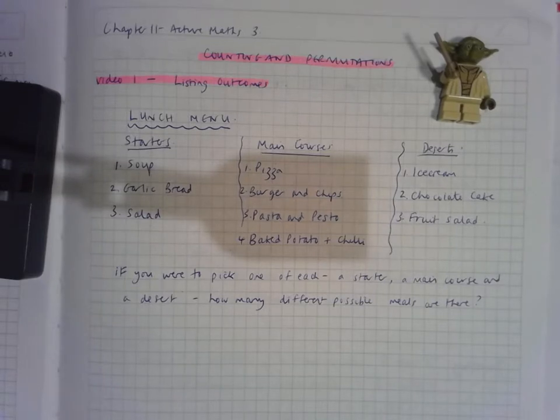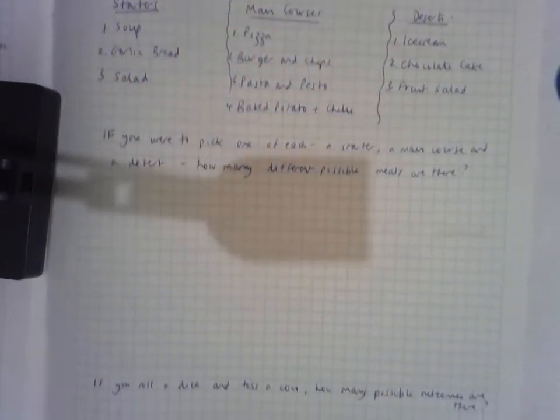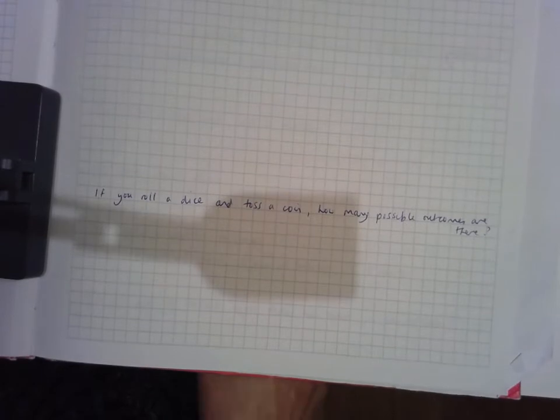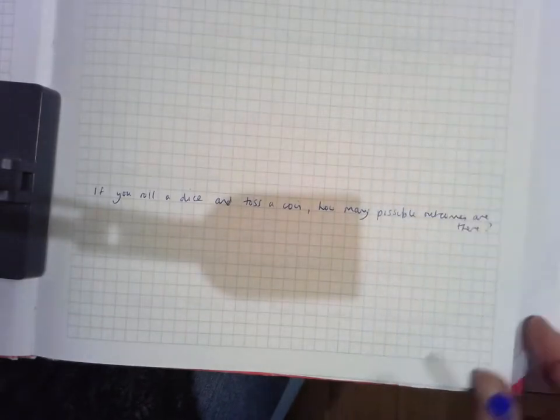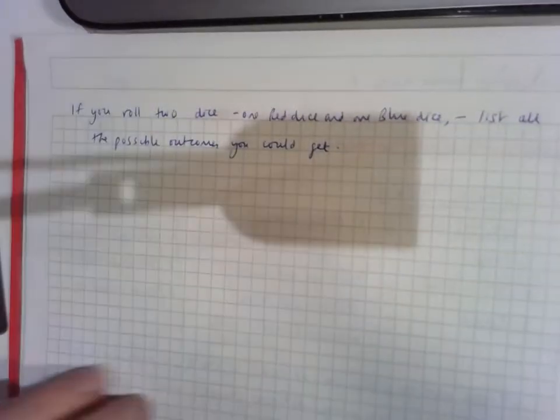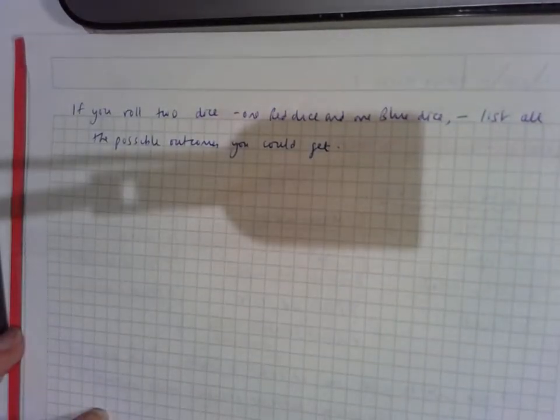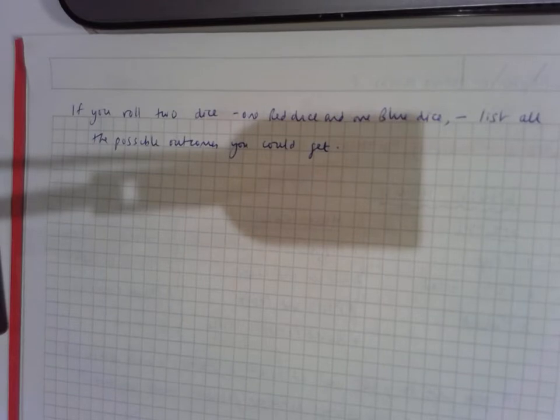Here's another example. If you roll a dice and toss a coin, how many possible outcomes are there? Could you list them all and be sure you had got them all? And then finally, if you were to roll 2 dice, 1 red dice and 1 blue dice, could you list all the possible outcomes you could get, and how many would you get? So that's the type of question we're looking at.